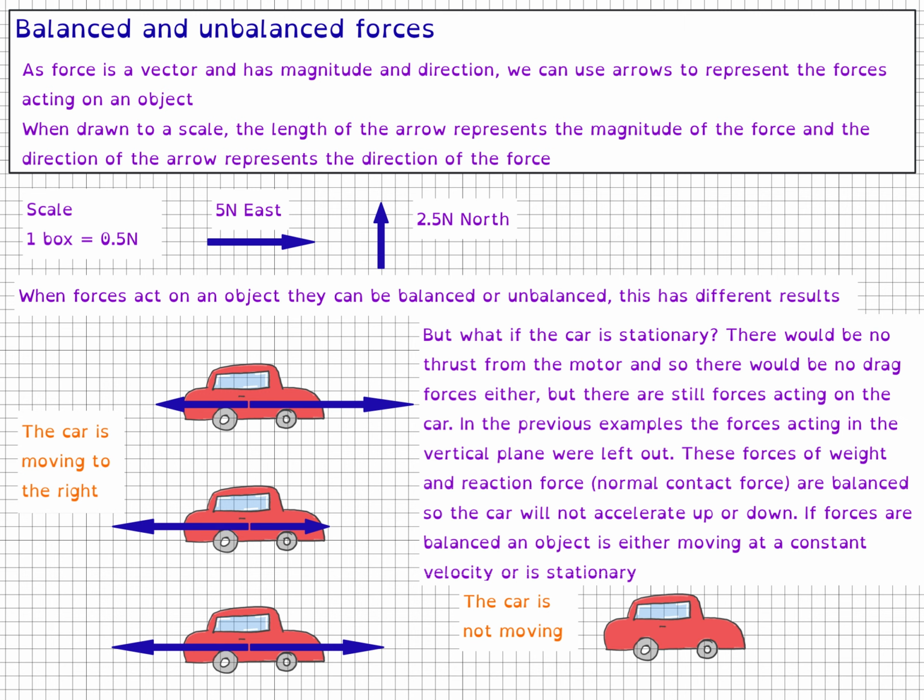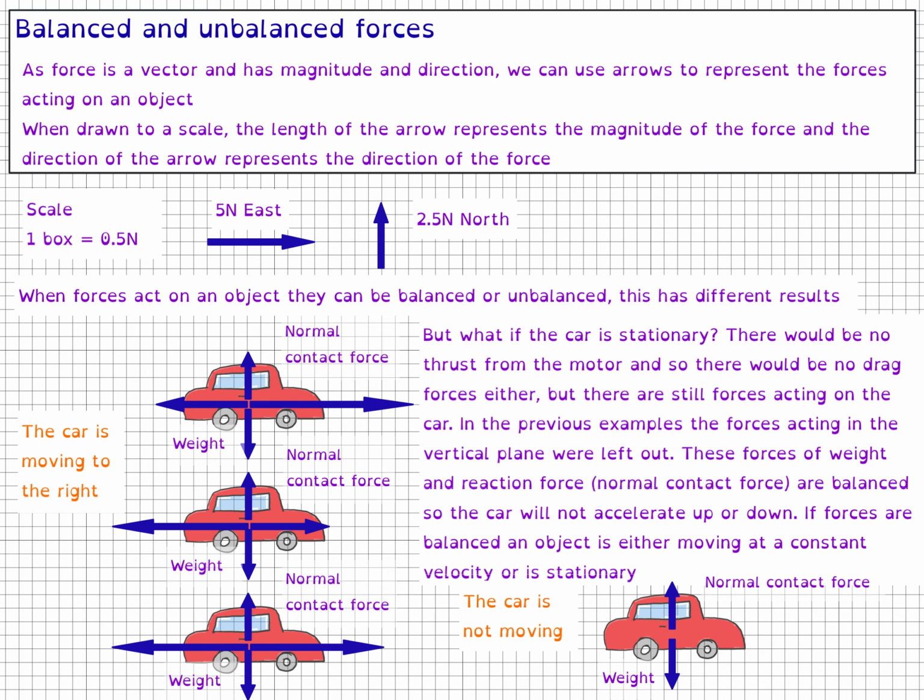In the previous examples, the forces acting in the vertical plane were left out. These forces of weight and reaction force are balanced, so the car will not accelerate up or down. If forces are balanced, an object is either moving at a constant velocity or is stationary.